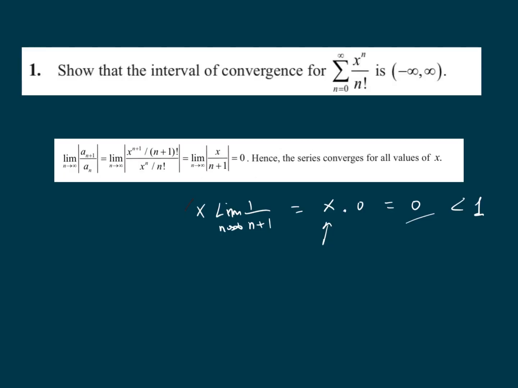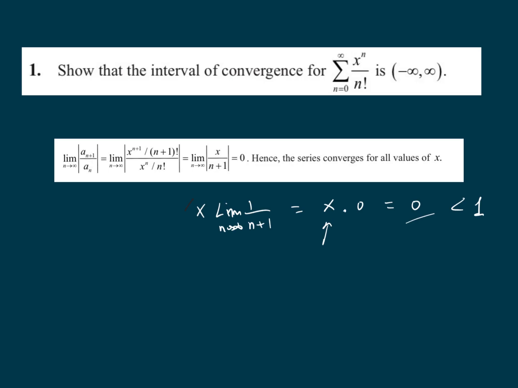Problem 1 says, show that the interval of convergence of this power series, the summation of x to the n divided by n factorial, which is the representation of e to the x, is for all x, from minus infinity to infinity. What I will do is the ratio test to find the interval of convergence. The ratio test says that if this limit is less than 1, you can find the interval of convergence. Let's do it.